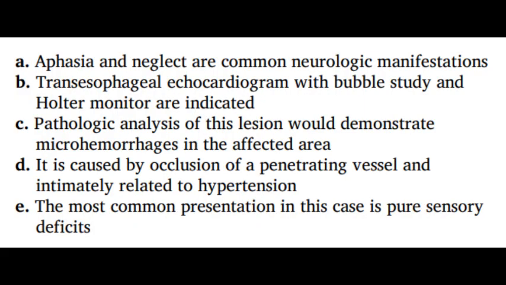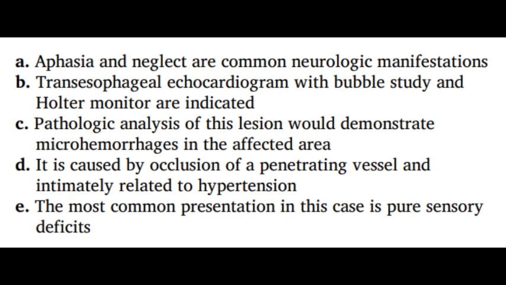Option A, aphasia and neglect are common neurological manifestations. Option B, transesophageal echocardiogram with bubble study and Holter monitor are indicated. Option C, pathological analysis of this lesion would demonstrate microhemorrhages in the affected area. Option D, it is caused by occlusion of a penetrating vessel and intimately related to hypertension. Option E, the most common presentation in this case is pure sensory deficit.